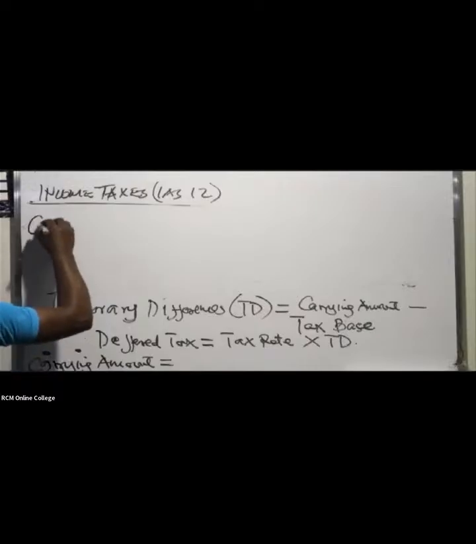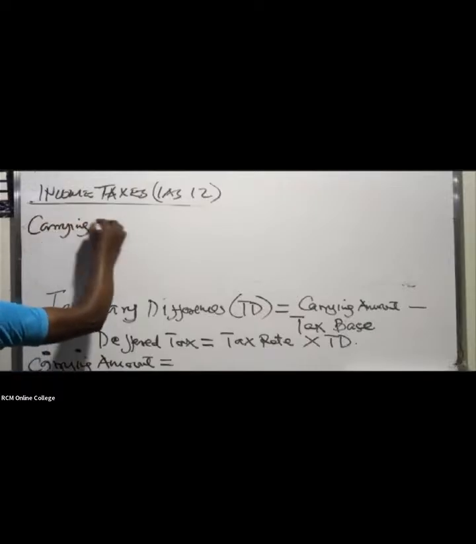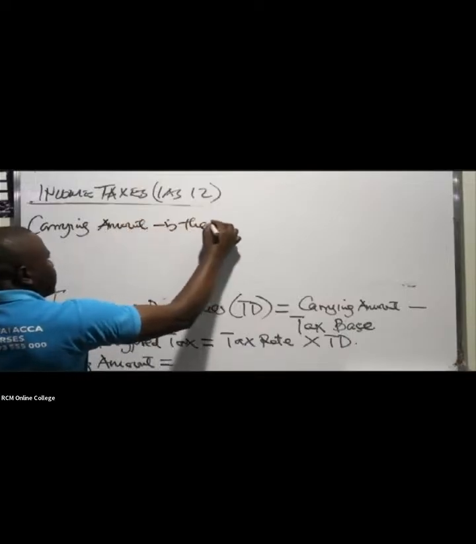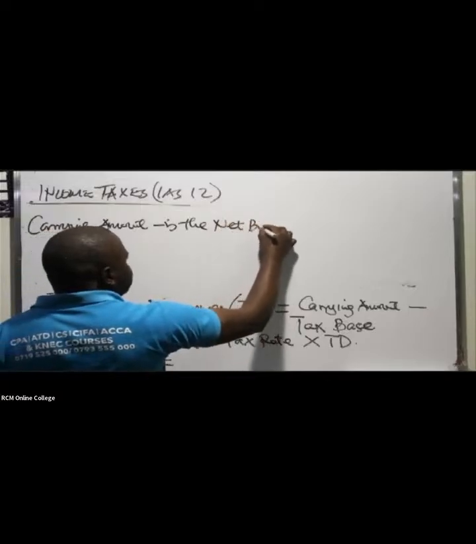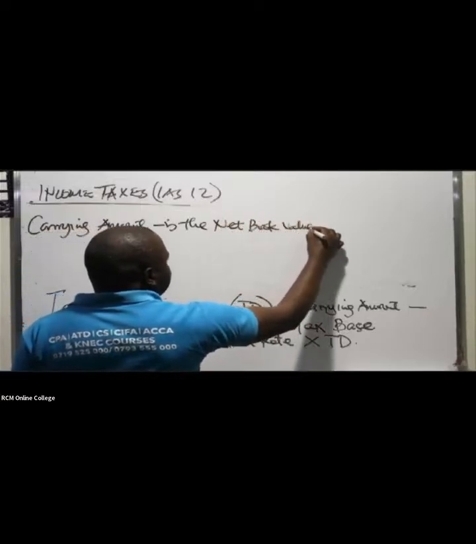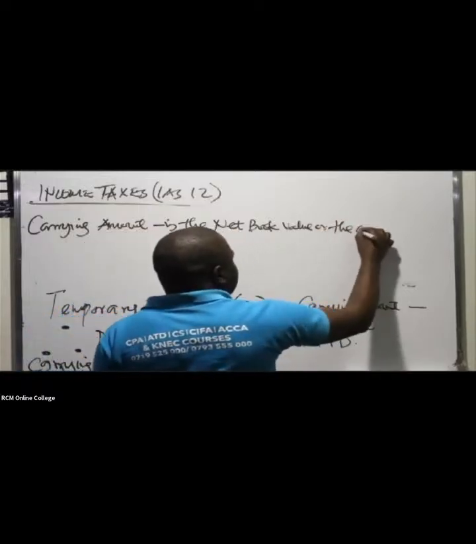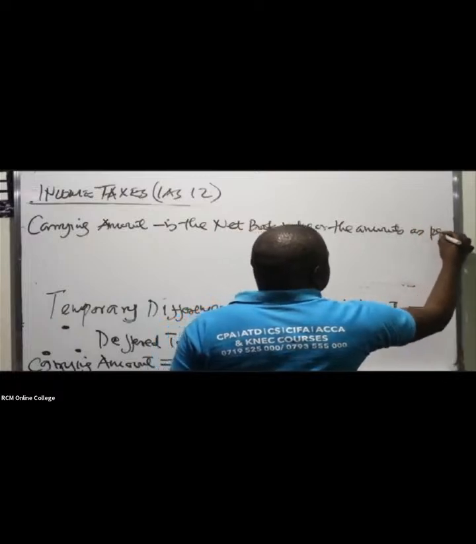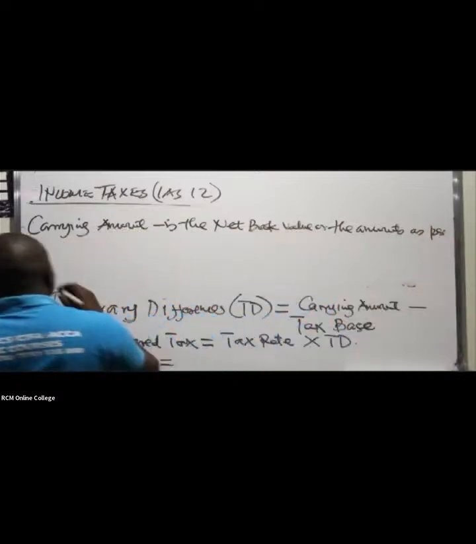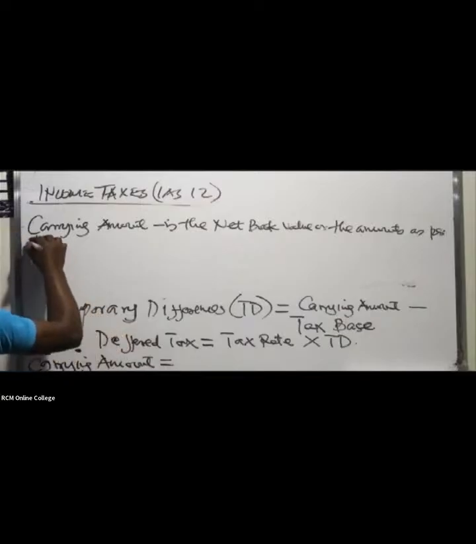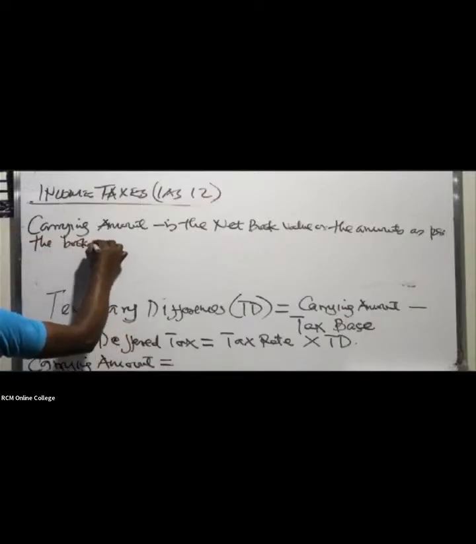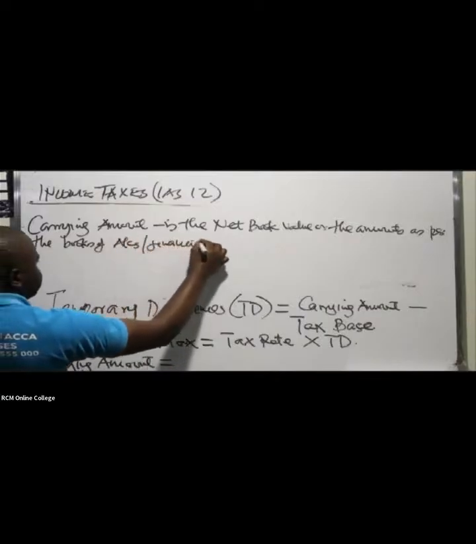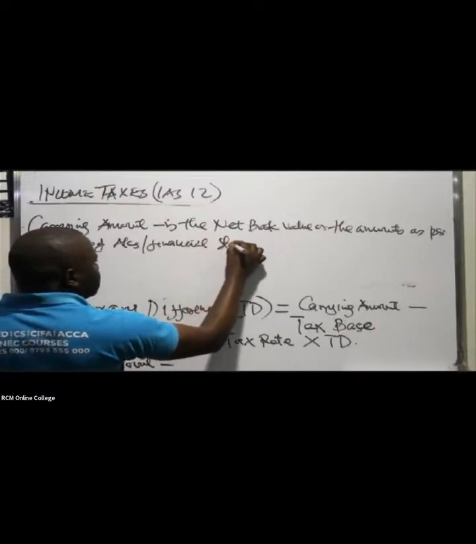So the carrying amount is the net book value, or the amounts as per the books of accounts, or we can just say financial statements.